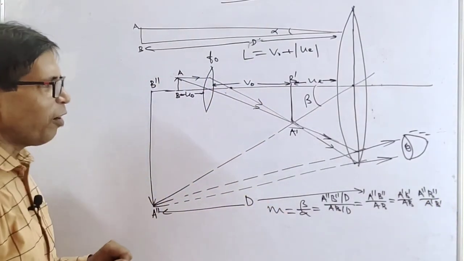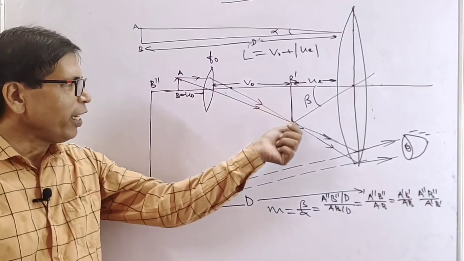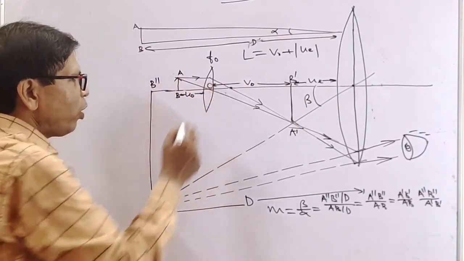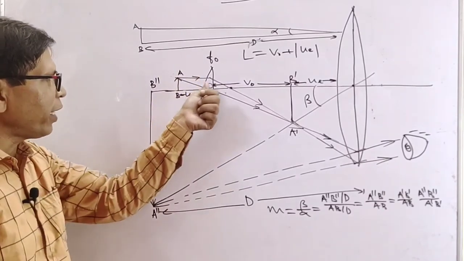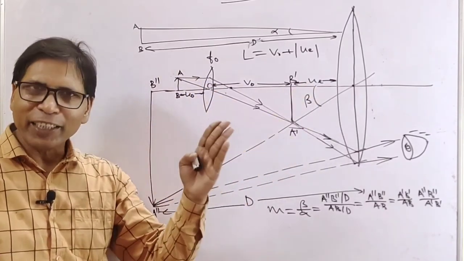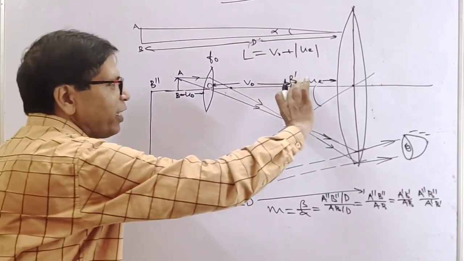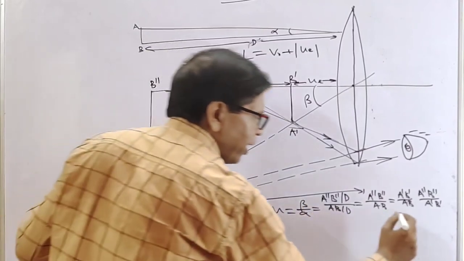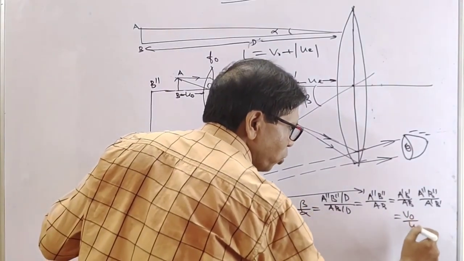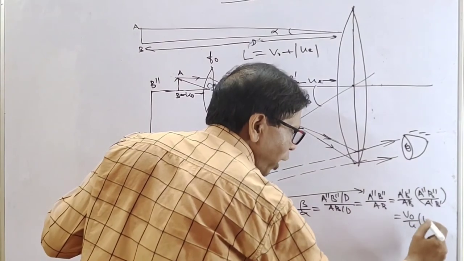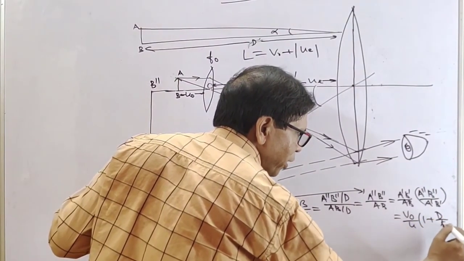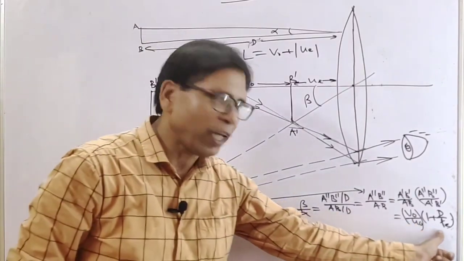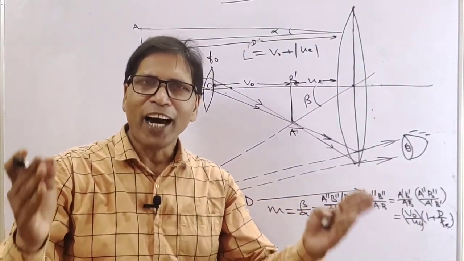Okay, now look at this, A'B' by AB. Triangle OAB and triangle OA'B' are similar triangles. So this by this equals VO by UO. So look at this, this is VO by UO, and this is 1 plus D by FE. This magnification is produced by the objective, and this magnification is produced by the eyepiece.